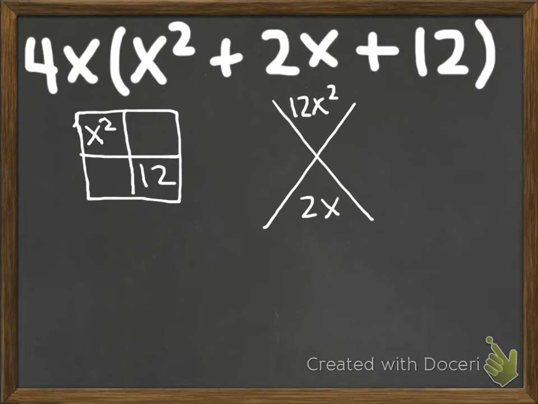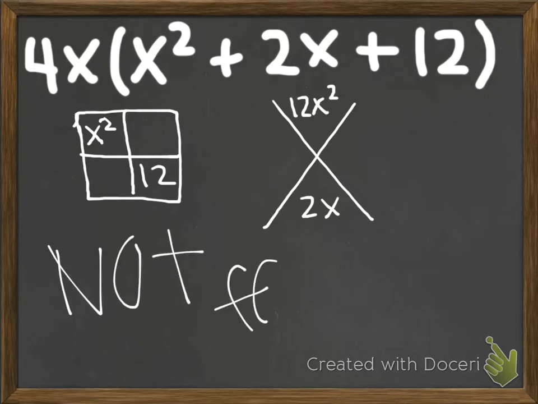Let's try two more numbers, 12x and 1x. 12x times 1x can equal 12x squared, but when they add up, they equal 13x. Therefore, they do not complete the diamond problem. Our only other option is to see this equation as not factorable.